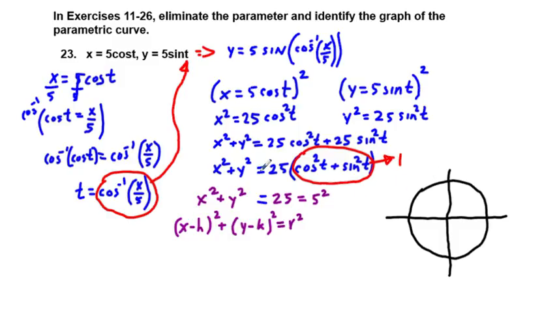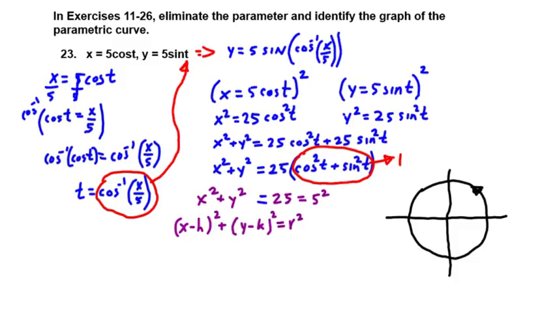And as time goes on, you can see that if we take t equal to 0, we have x equals 1 and y equals 0. If we go up to pi over 2, cosine pi over 2 is going to be 0, but sine pi over 2 is 1. So we're going to be going in this direction.